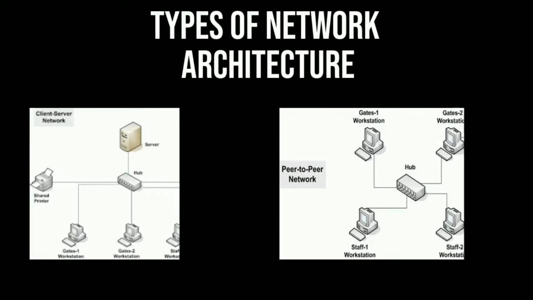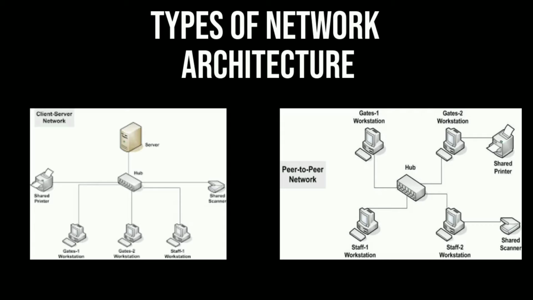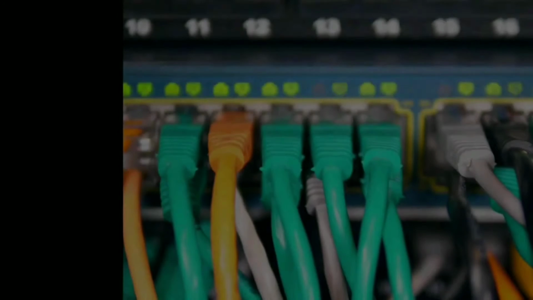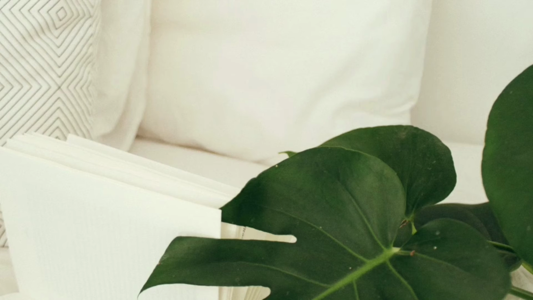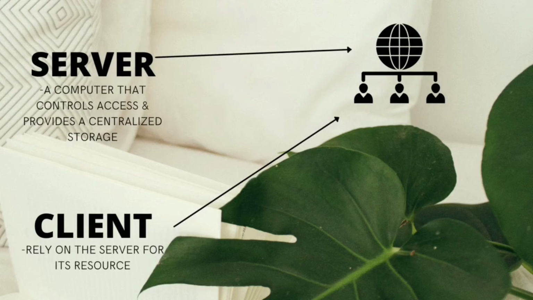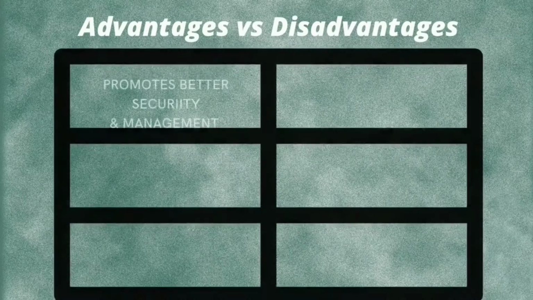There are two types of network architecture. The first one is client-server, and the second one is peer-to-peer. For a client-server network, we can take a look at an example of a waiter and a customer who is ordering their food. The customer here is the client, while the waiter is the server. A few examples are Gmail, network printing, ATM machines, and the World Wide Web.